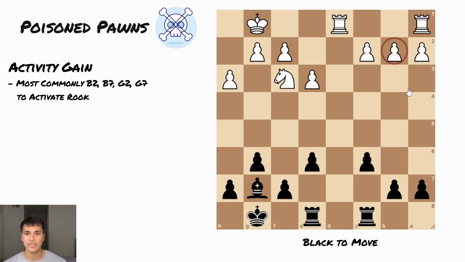black should not take this pawn on b2, this poison pawn, because it's going to result in white having extremely high activity. So that's it for today's video on poison pawns and setting traps. We talked about the bishop trap, the discovered attack with check, and the queen trap.